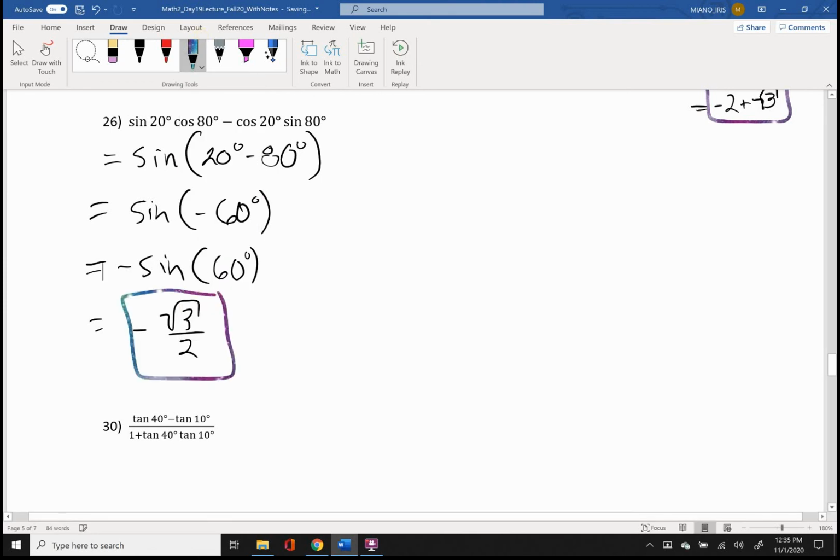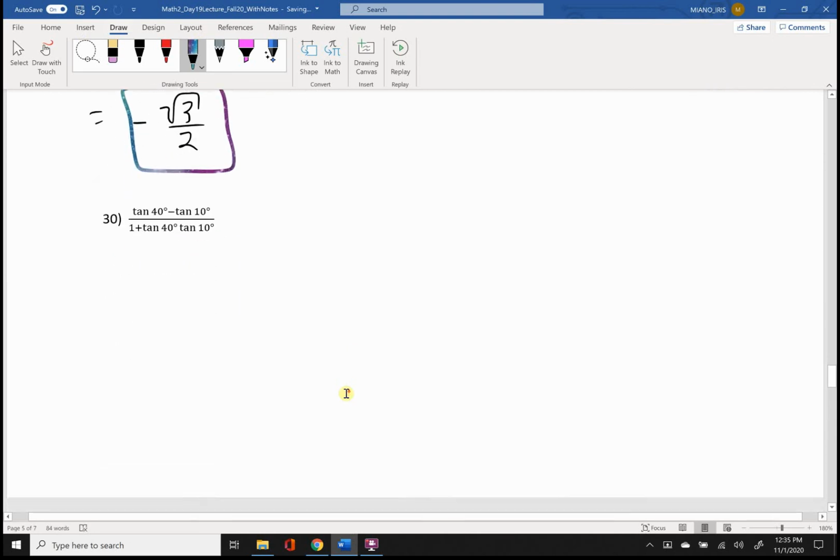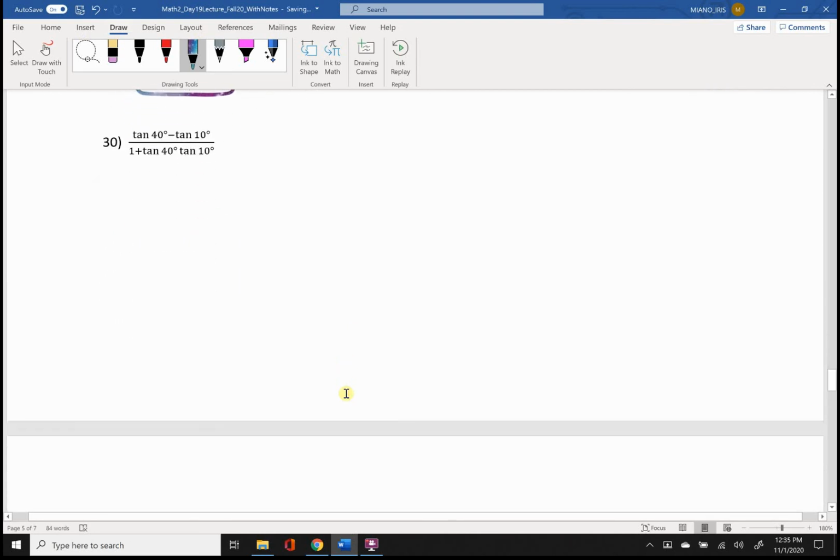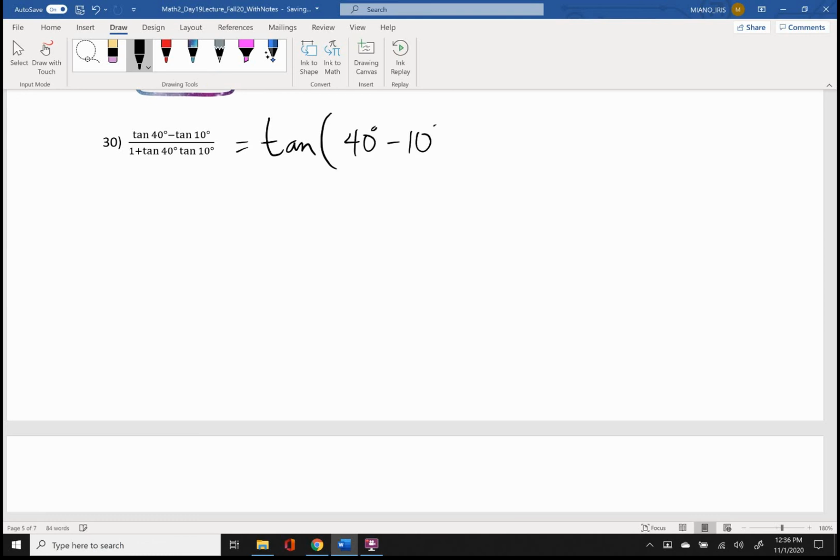Bing, bang, boom. All right, for this next example, we have yet again another tangent, or another backwards use of the formulas, where this is exhibiting, believe it or not, the tangent of the difference between the 40 degrees and 10 degrees. So we can equivalently write this one as tangent of 40 degrees minus 10 degrees. So much easier to go the reverse direction, huh? And that's tangent 30 degrees.